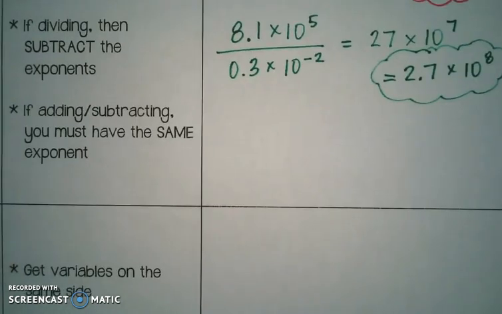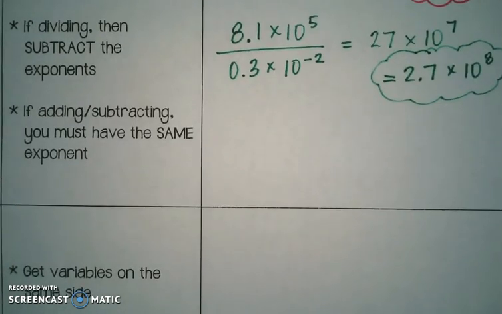Okay, adding and subtracting. The deal with adding and subtracting, if you think about math, every time you add and subtract, something has to be the same. You have to have a common denominator. You have to line up the decimals. You have to have like terms. Anytime we add and subtract, it has to be the same. So what's going to happen here is in order to add and subtract, you have to have the same exponent.